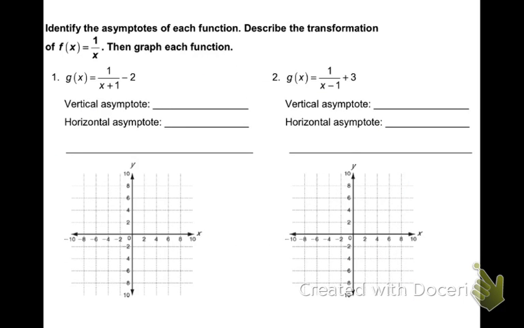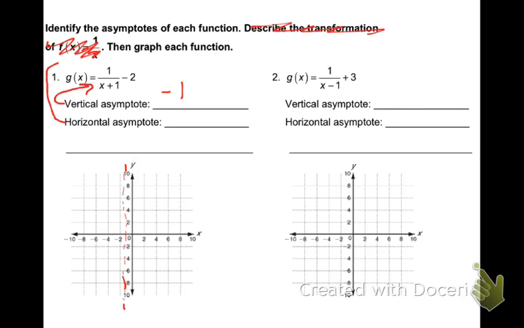So let's look at number 1. I want to identify the asymptotes of each function. I don't really want to describe the transformation. We're not going to worry about the transformation so much. We're just going to find the asymptotes and then sketch the graph. So the vertical asymptote, remember, is my denominator there. X cannot equal what value here? -1. So my vertical asymptote is at -1. Does everybody see that? -1 plus 1 gets me 0, so x cannot equal -1. So I get a vertical asymptote kind of right through there.